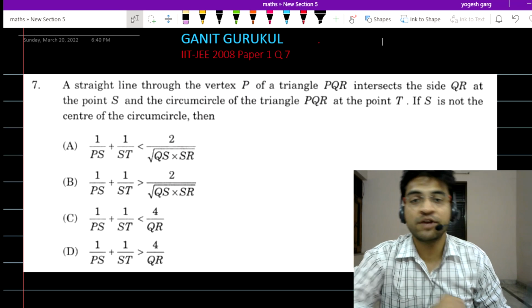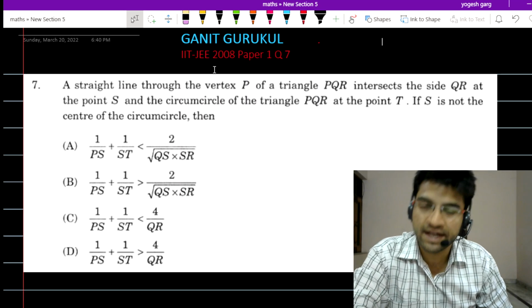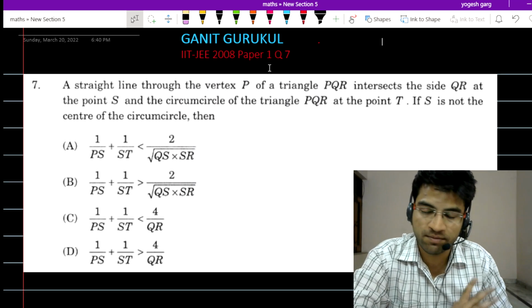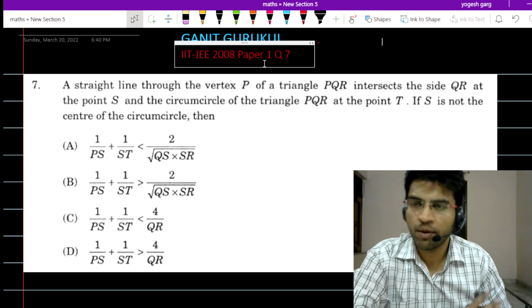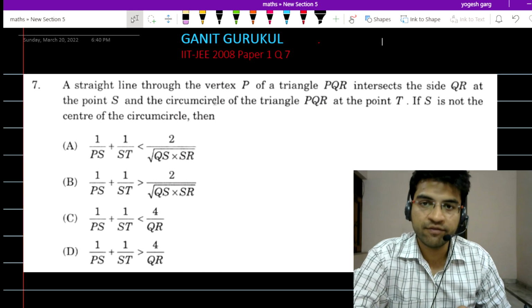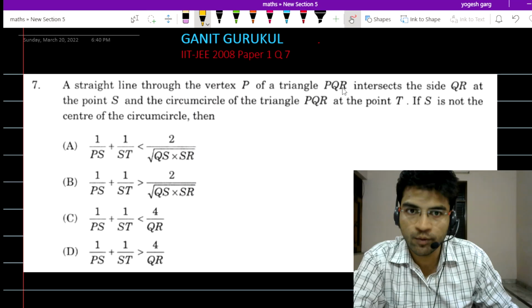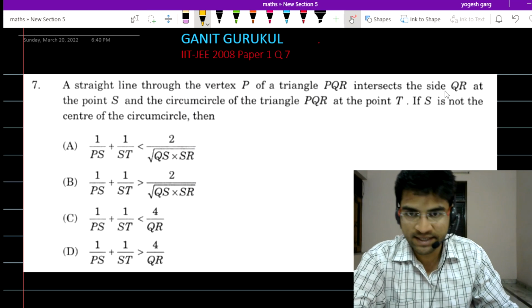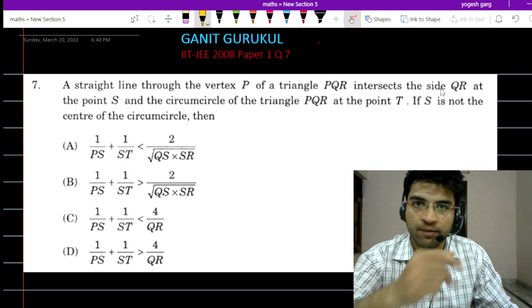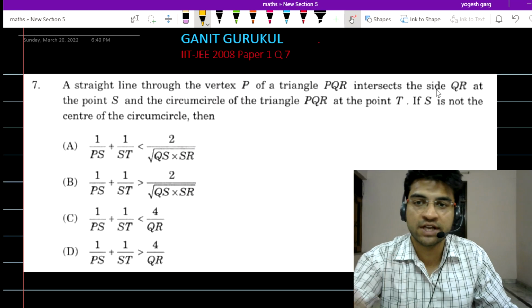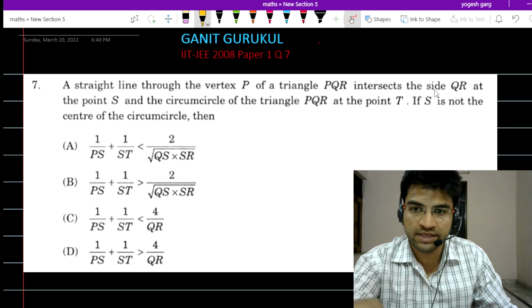So in this video, we are going to discuss JEE Advanced, that is IIT-JEE 2008 Paper 1 question number 7. And this question is based on properties of triangle, right? So what we have: a straight line through vertex P of the triangle PQR intersects the side QR at the point S and the circumcircle of triangle PQR at point T. If S is not the center of the circumcircle, then which of the following is or are correct?